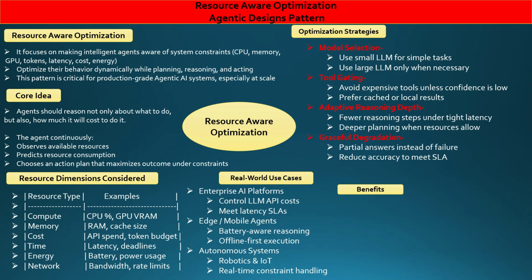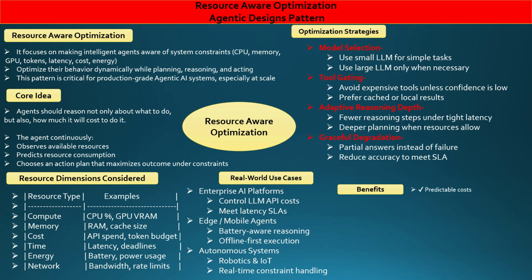And what are the benefits here? Benefits of using resource-aware optimizations. Resource-aware optimization turns an agent into a production-ready system instead of an experimental demo. Each benefit directly addresses real problems faced when deploying agentic AI at scale.